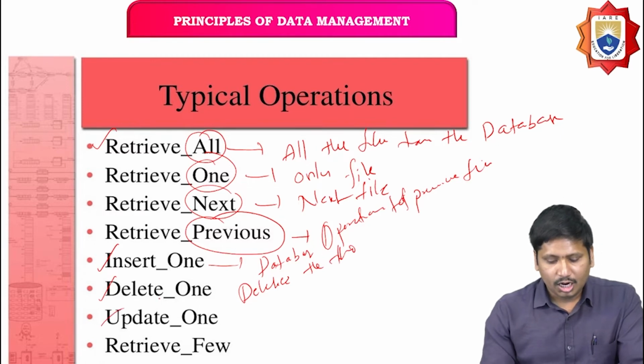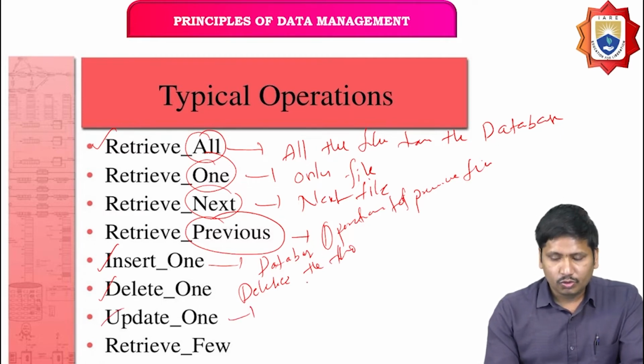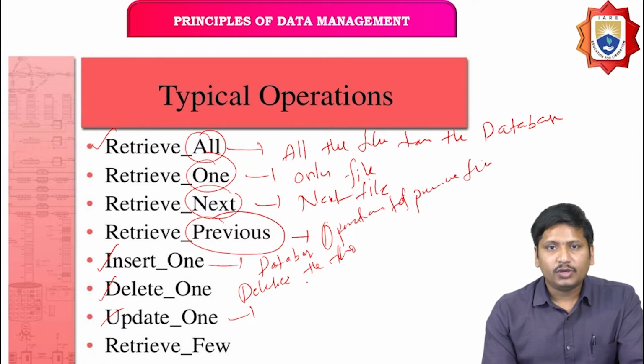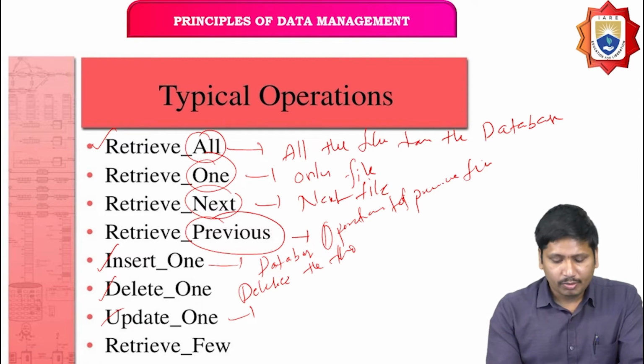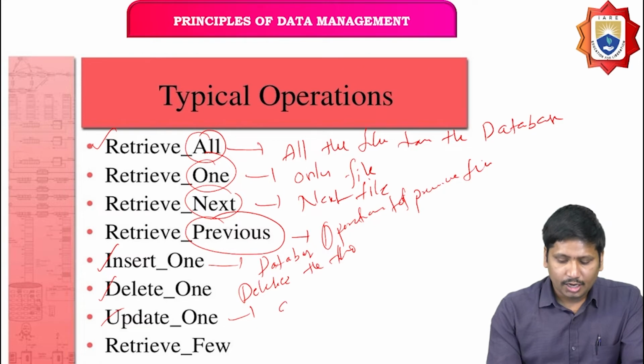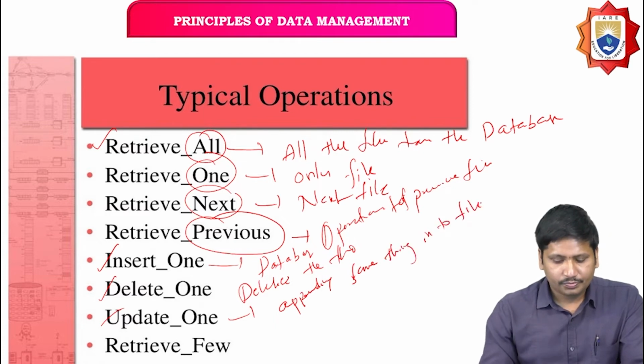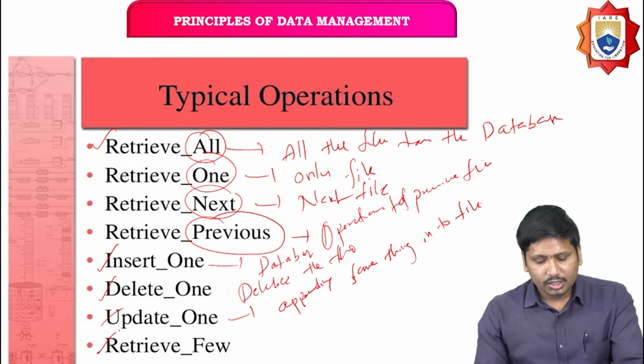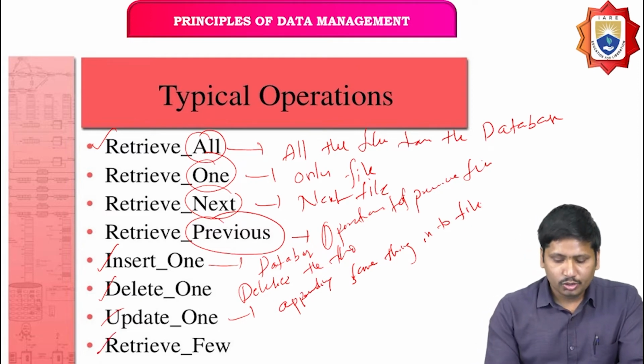And then the next one is update. Suppose the file is opened and I have some corrections in the file. At that time what I have to do is update the file. So how can you update it? By making use of this update one operation. So updating means appending something into the file. And the next one is retrieve few, where you can retrieve very few files from the database.